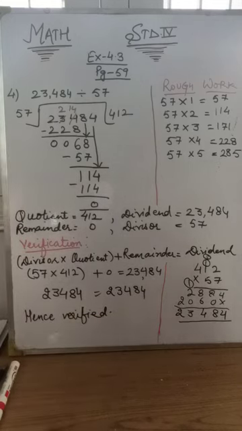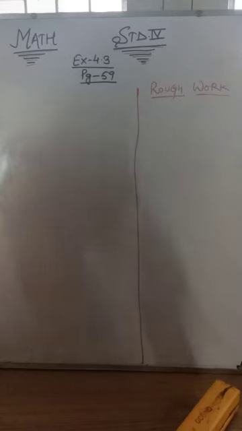Got it? So this is all about your sum number 4 with the verification. Note it down in your notebook in neat and clean handwriting. Now the next, sum number 5.